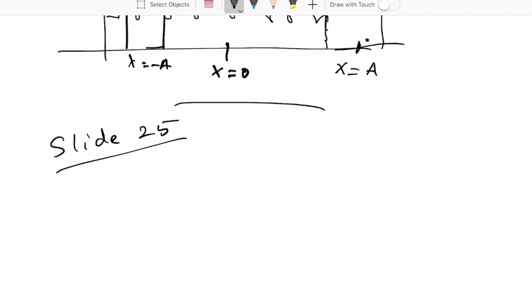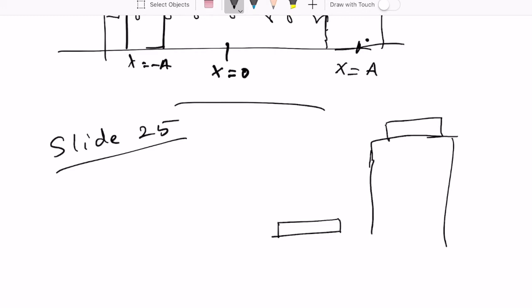A crane lifts a 1000 kg steel beam off the ground and sets it down on scaffolding 100 meters off the ground. So you have a beam like this, and it's lifted up by a crane and placed somewhere over here maybe. So what is the net work done on the beam? So this is the beam. What is the net work done on the beam?